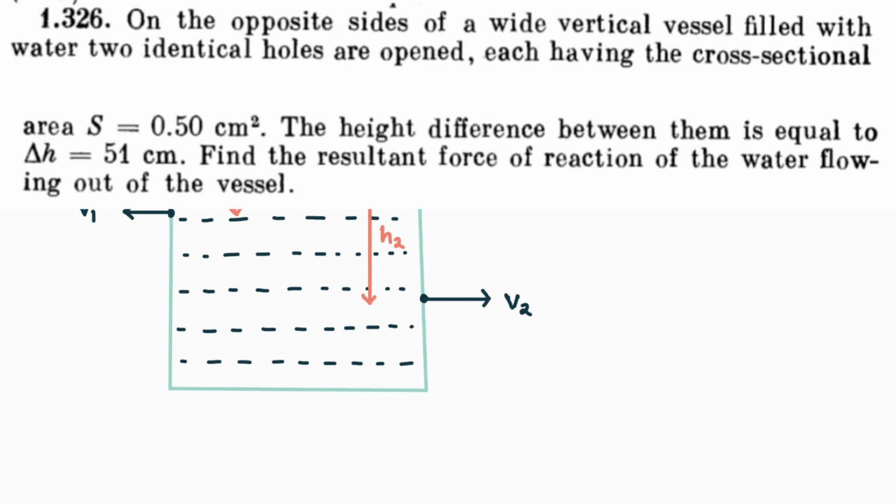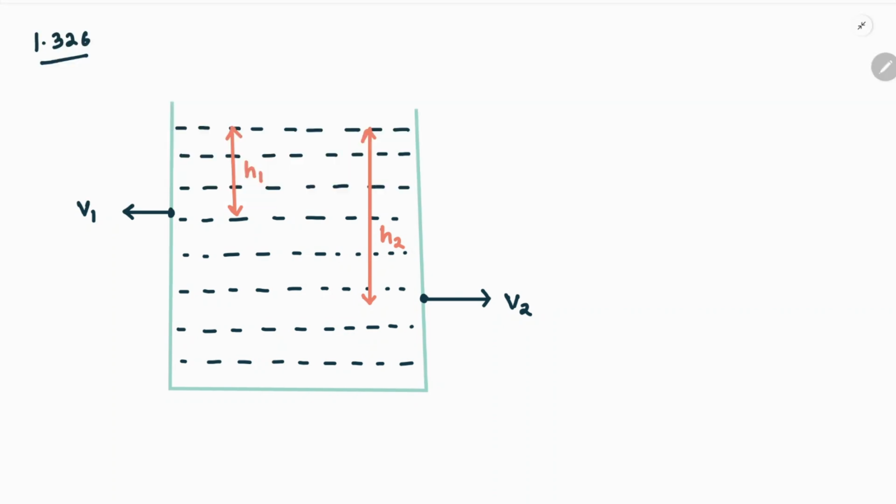So if we represent this situation diagrammatically, then this is how we are going to represent it. This is the vessel, it has two openings V1 and V2, and the height of V1 from the open surface is H1 and V2 is H2. So the discharge velocity from V1 will be root 2g H1, and due to H2 the discharge velocity will be root 2g H2. Now because of this discharge of fluid, a force F1 is going to act in this direction, and because of discharge of fluid from here, a reaction force F2 is going to act in this direction.